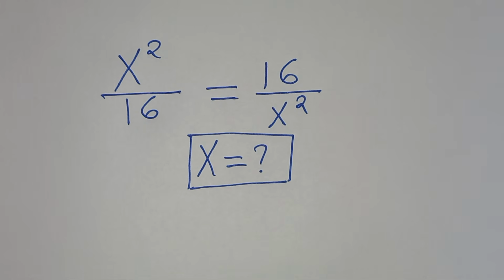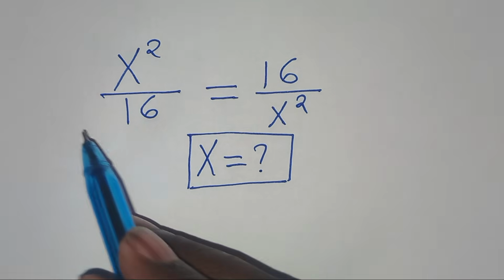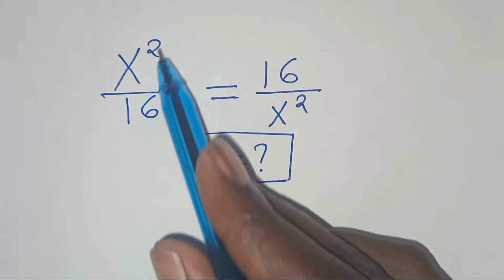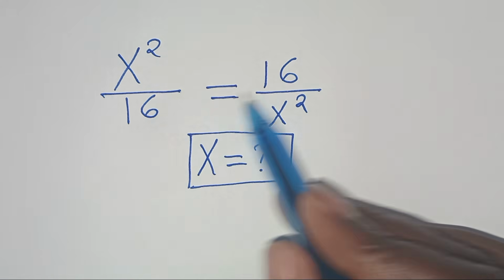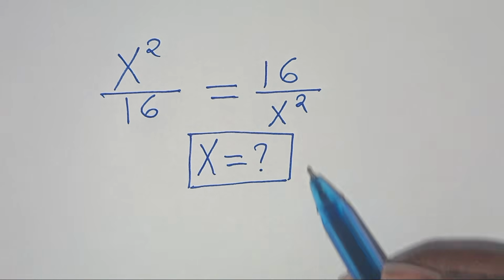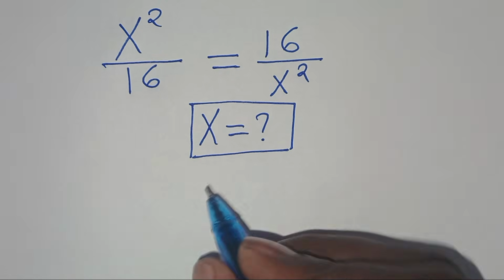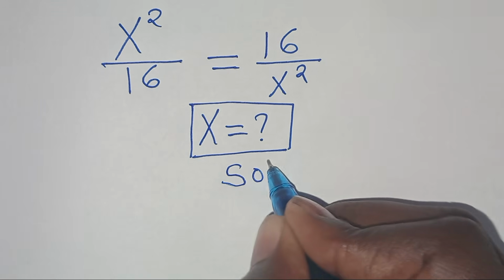Hello everyone, you are welcome to solve this nice math problem, which is x squared divided by 16, this is equal to 16 divided by x squared. So what are the values of x? Now let's provide a solution from here.